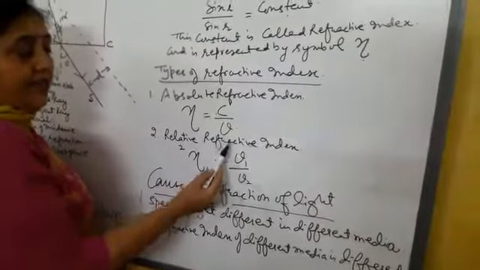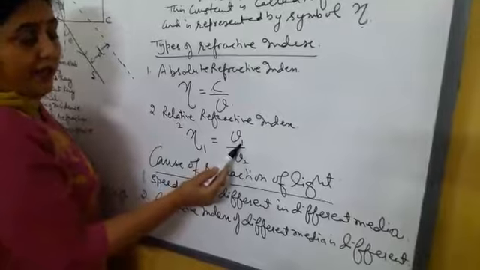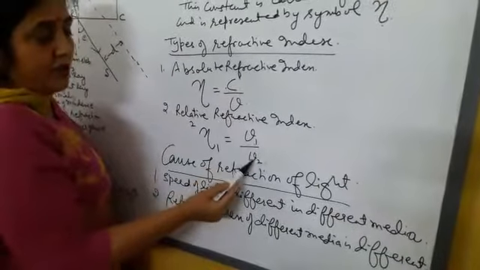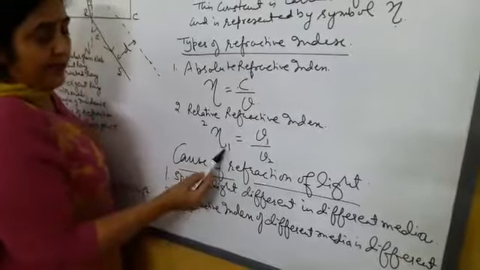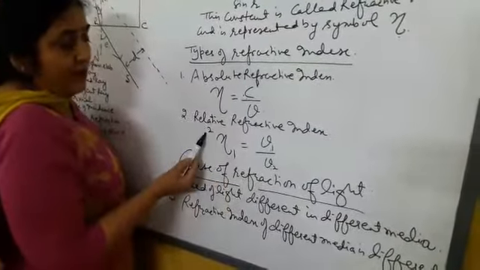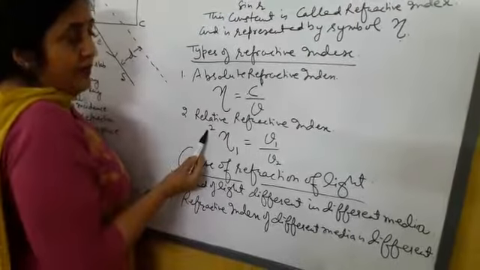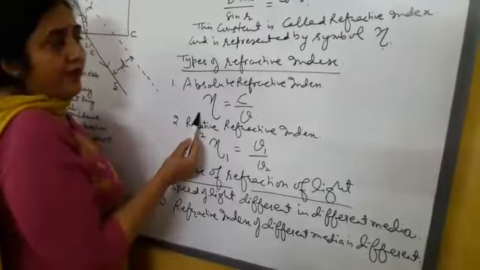Second is the relative refractive index. It is the ratio of the speed of light in medium 1 to the speed of light in medium 2. And it is written like this: refractive index of medium 1 with respect to medium 2. These are the two types of refractive index.